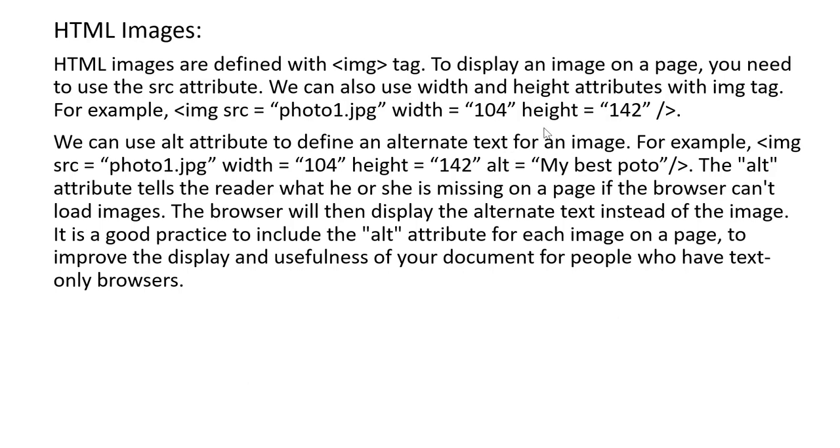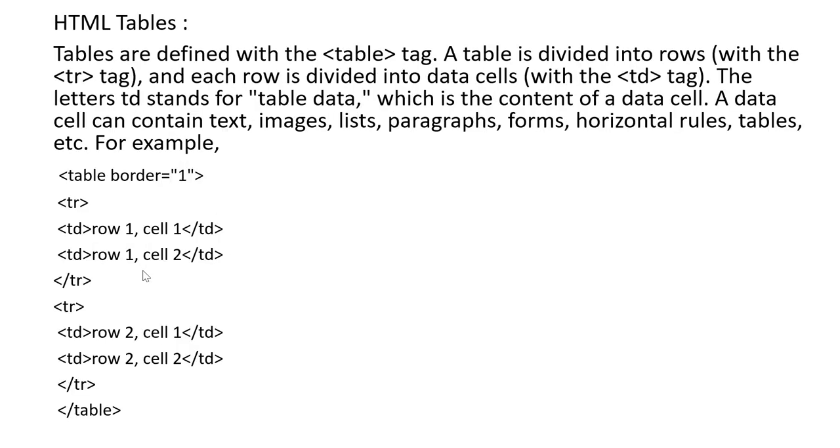This is the alternate. The ALT attribute tells the reader what he or she is missing on the page. If the browser can't load images, as I have already told you, the browser will display the alternative text instead of the image. It is good practice to include the ALT attribute for each image on the page to improve the display and usefulness of your document for people who have text-only browsers.